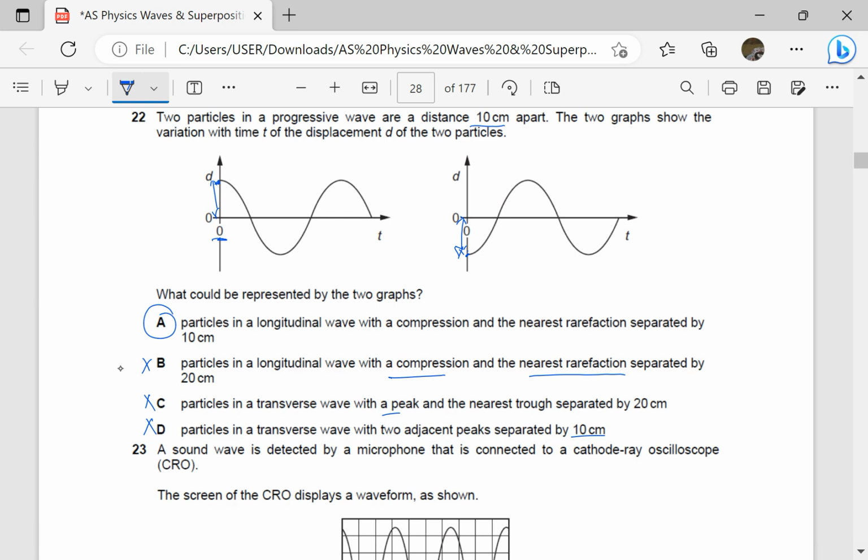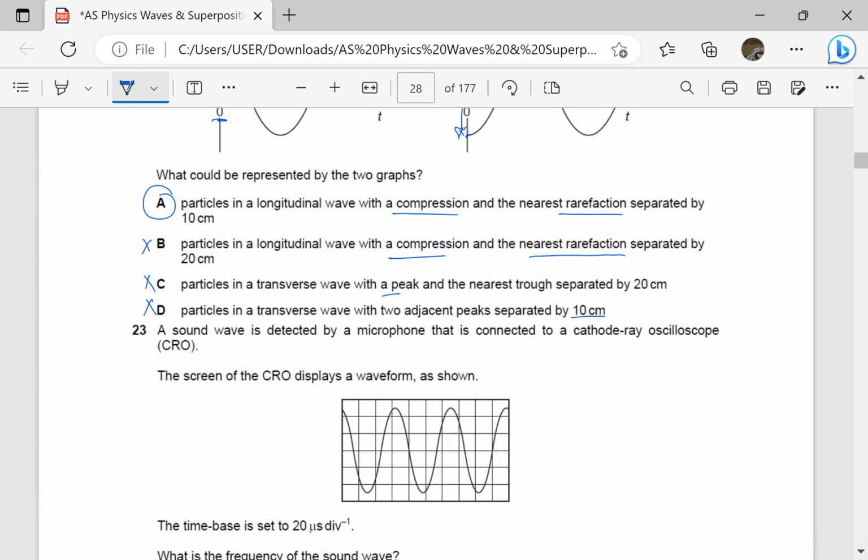So the answer is going to be A. Particles in a longitudinal wave with a compression and the nearest rarefaction separated by 10 centimeters, because the particles in a compression vibrate in the opposite direction to those in a rarefaction. They must have reached maximum displacement in opposite directions. So the answer is going to be A.